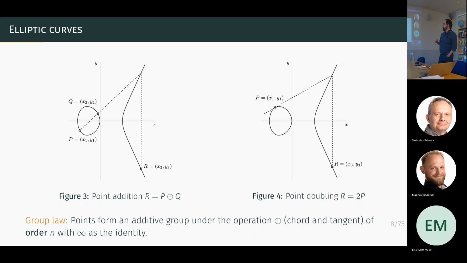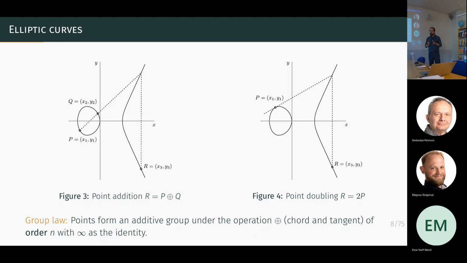If you want to add a point to itself, of course, that line becomes a bit special. It's now tangent to the curve at that point, right? That's the picture on the right. So you have, again, the tangent line that will pass through that point, intercept the curve at some other point that you then reflect. So if you define the group law like this, it satisfies all the properties you need from a group law.